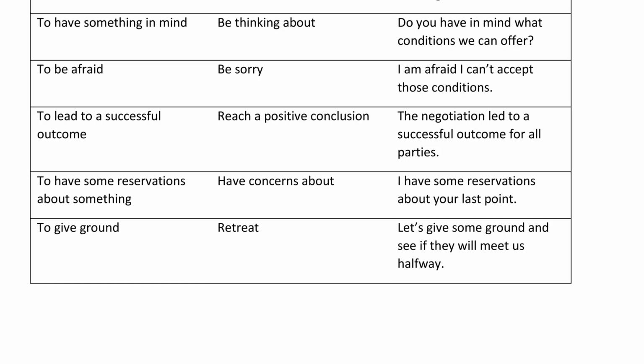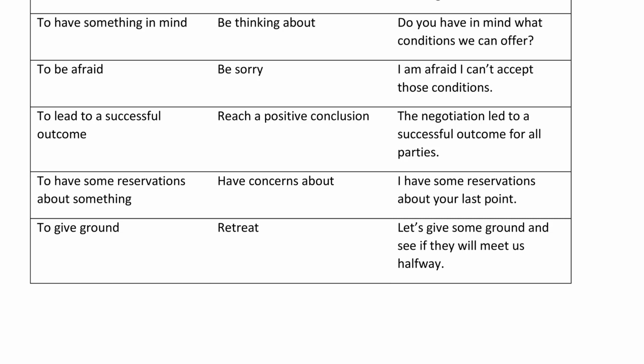Now, this means to reach a positive conclusion. So if we lead to a successful outcome, then the negotiation has run its path and the outcome has been successful. To have some reservations about something. If during this stage you're not sure or you have some concerns, you could say, I have some reservations about your last point. Okay, so having some reservations means you have some concerns or doubts or really maybe something against the last point that was mentioned.